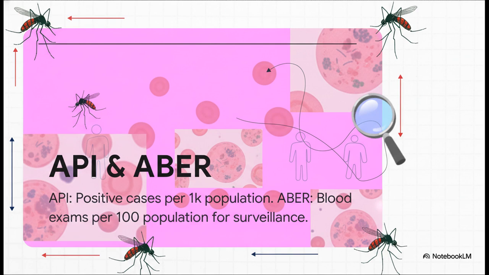Key definitions include API, or annual parasite incidence, is the number of malaria-positive cases per 1,000 population per annum. ABR, or annual blood examination rate, is the number of blood samples examined per 100 population in a year. An ABR of 10 and above is taken for good malaria surveillance.